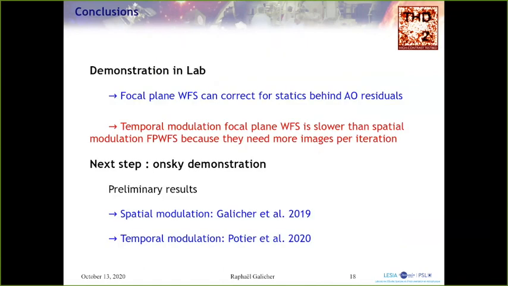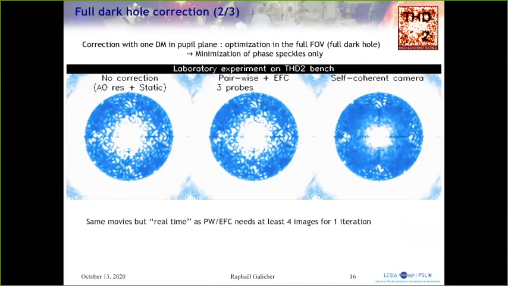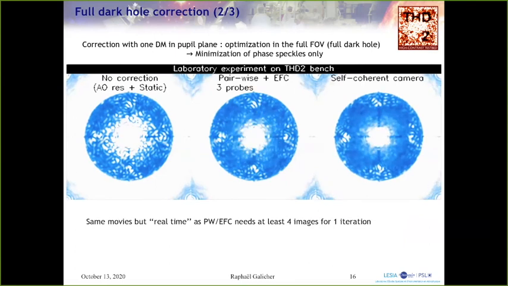So the images I showed here are obtained with a four-quadrant phase mask, but we tested the self-coherent camera and the pairwise probing with different kinds of coronagraphs. The self-coherent camera has been tested with a lot of coronagraphs, actually: four-quadrant phase mask, six-level phase mask, eight octants, vortex, and others. And the EFC also has been tested with vortex and phase masks. So we can use the techniques with different masks. There is no problem.